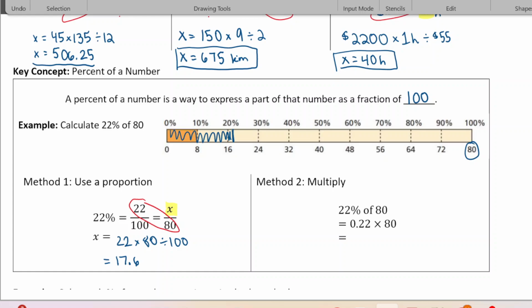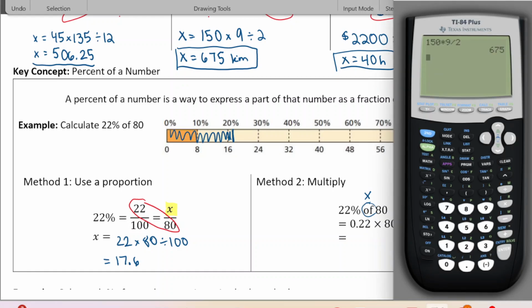Okay, now another way to do it, which I think is much faster, is just to use your calculator. And calculators work with decimal numbers. So when we say 22% of 80, in math, when the word "of" comes after a decimal or a percentage or a fraction, it means multiply. So you can take your calculator, and because it works in decimals, we want to use the decimal number: 0.22, that's the same as 22%, and of means multiply, and then just 80.